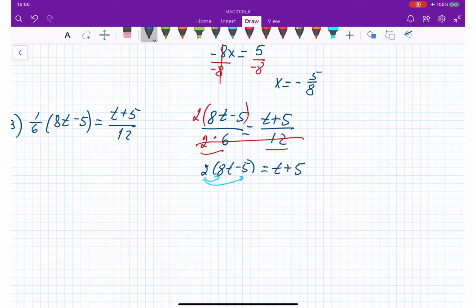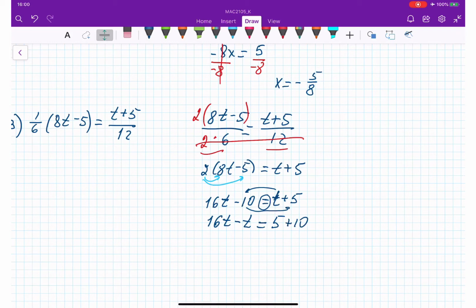And we get 2 times 8t is going to be 16t. 2 times negative 5, it's going to be negative 10. And it's equal to t plus 5. Okay, so combining like terms, 16t minus 10. See, we are moving to this side of the equal sign t, positive, moving here, becomes negative. And it's equal to 5. Now I'm going to move negative 10. So it was negative, it will become positive.